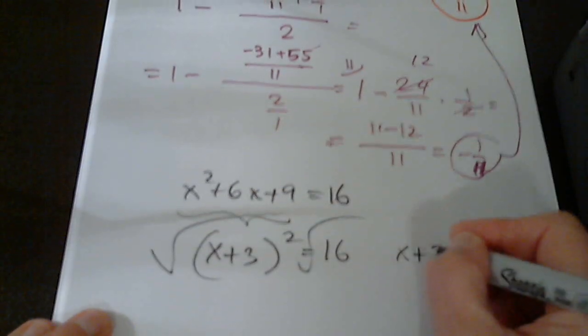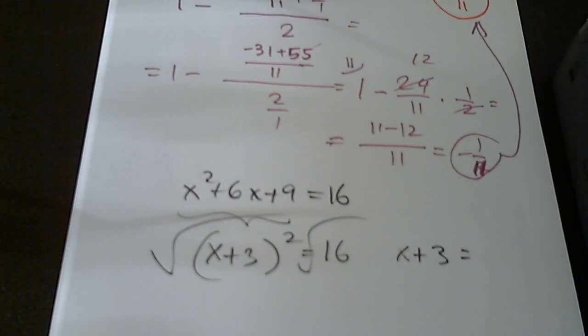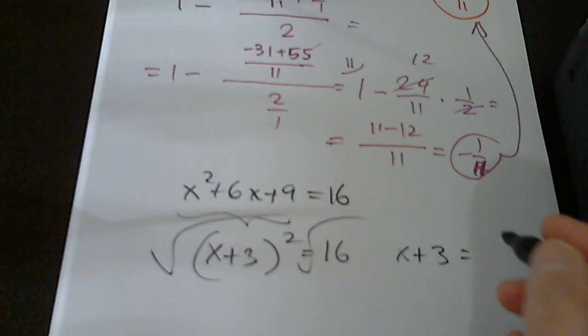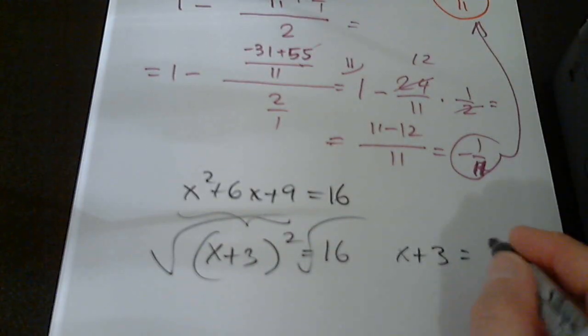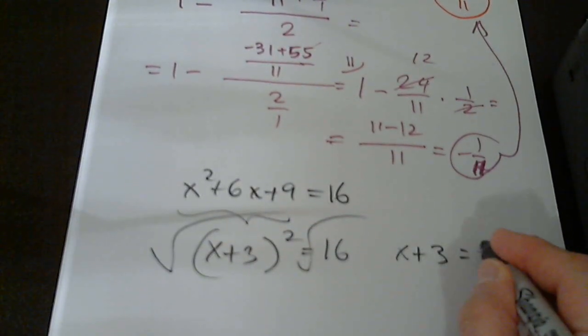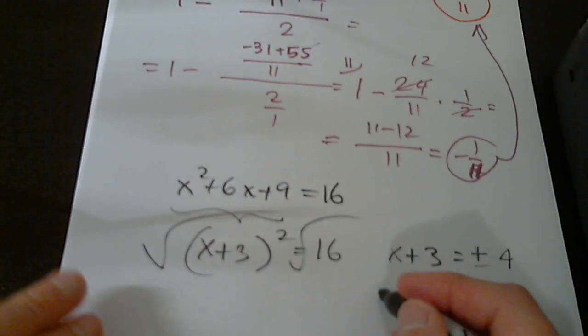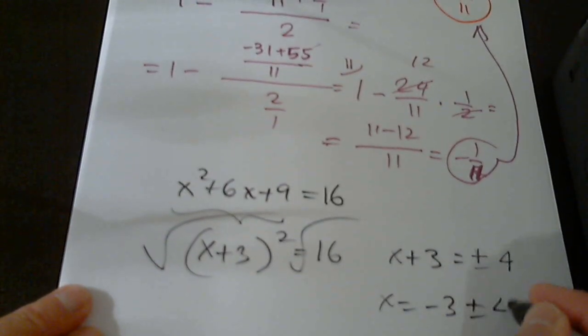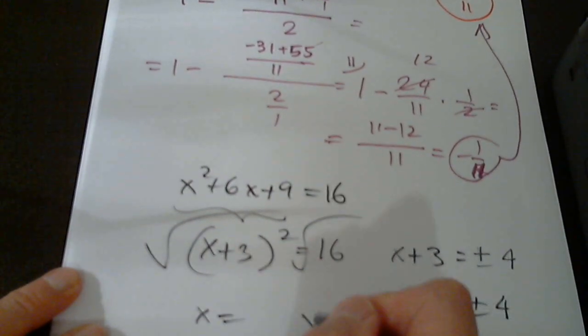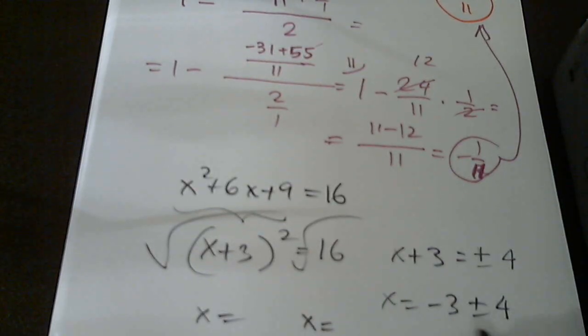So we have x plus 3 equals, what do I have to write? I can never forget: plus minus. Yes, and I have to write 4. So I move 3, so x equals -3 plus or minus 4. Can anyone give us the two solutions? One with minus minus and one with minus plus.